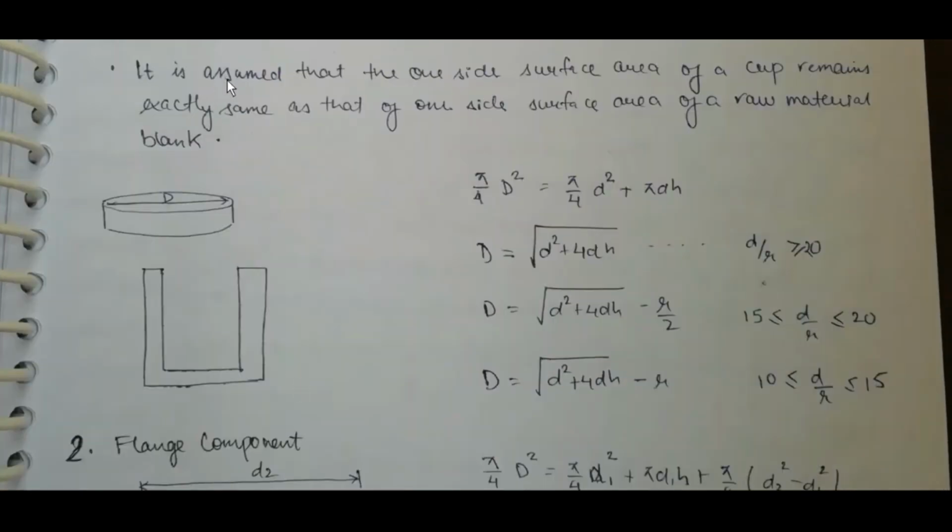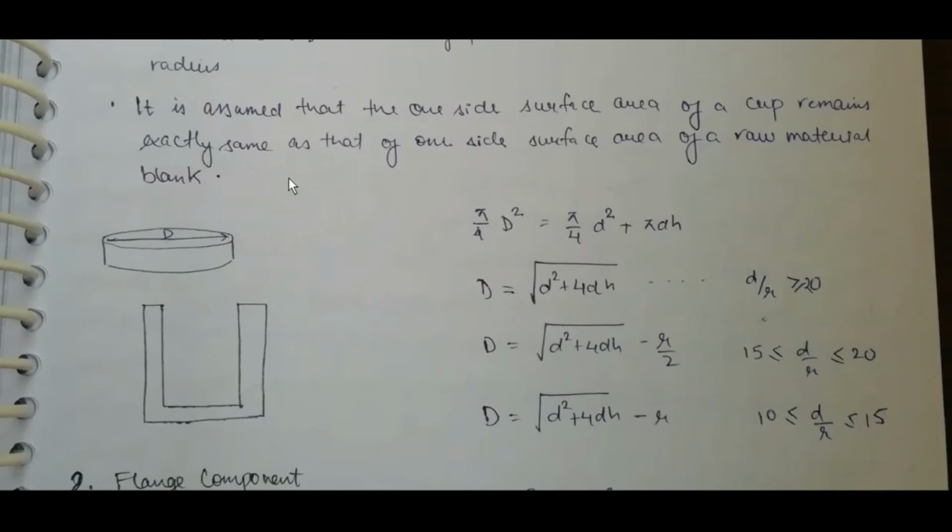Yet it is assumed that the one side surface area of the cup remains exactly the same as that of one side surface area of the raw material. Therefore, pi by 4 D square is equal to pi by 4 small d square plus pi d h. Capital D is equal to root of small d square plus 4 d h, for d by r greater than 20. For d by r greater than 20, capital D is equal to root of d square plus 4dh minus r by 2.